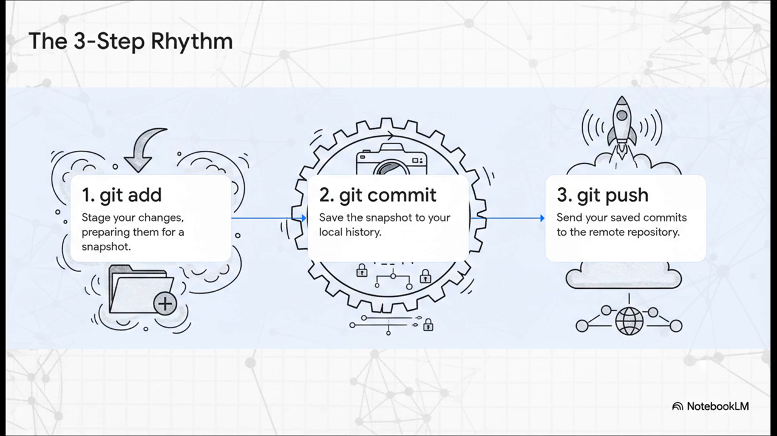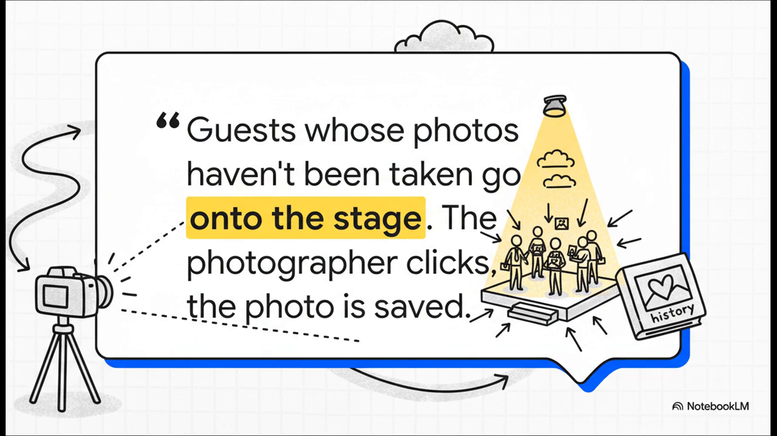That's the rhythm. Now, that first step, git add, the staging area, it can feel a little weird at first, but this analogy just nails it. When you git add a file, you're just putting it on stage to be included in the next picture. It's not saved yet. The git commit is the photographer actually clicking the camera, saving that moment forever in your project's photo album. It's history.